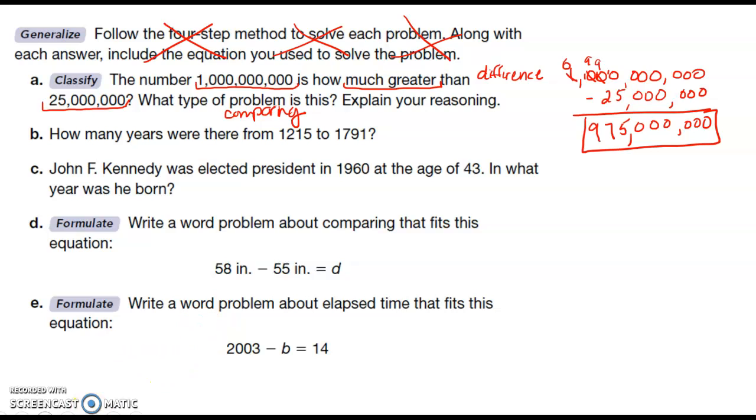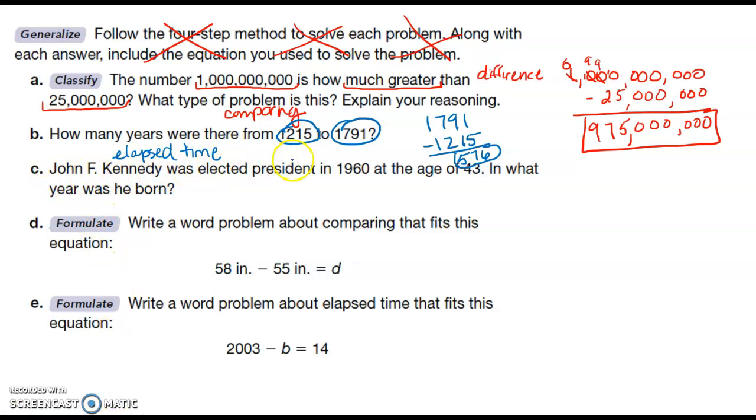Let's change colors and do B. How many years were there from 1215 to 1791? This is one of your elapsed time problems, which basically means time is involved in the problem. So from 1791 to 1215, how many years is that? We're going to use our calculator to subtract, and I get 576 years, more than twice the age of the United States. Interesting. All right.